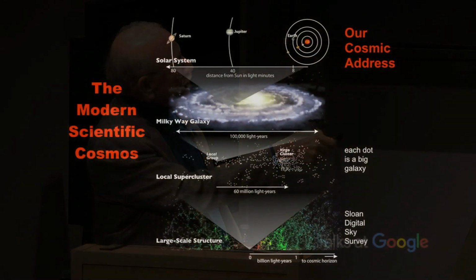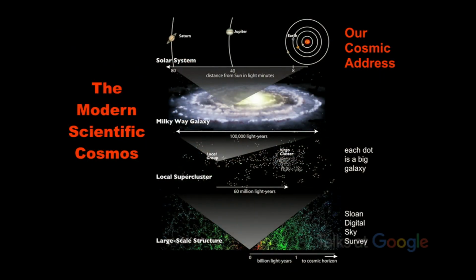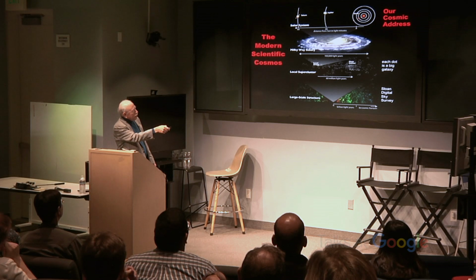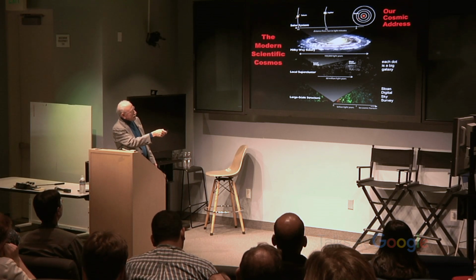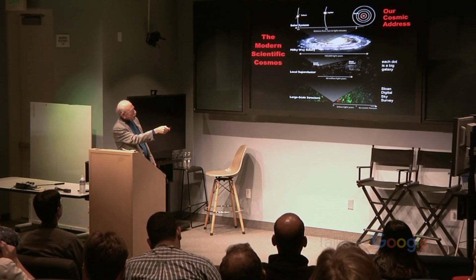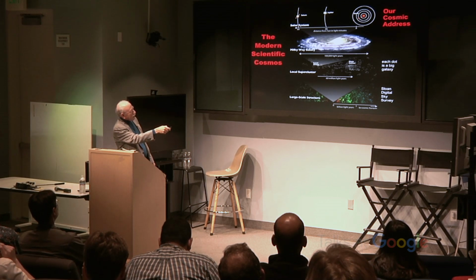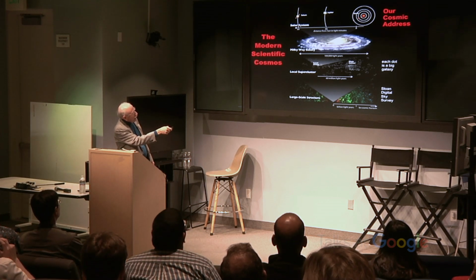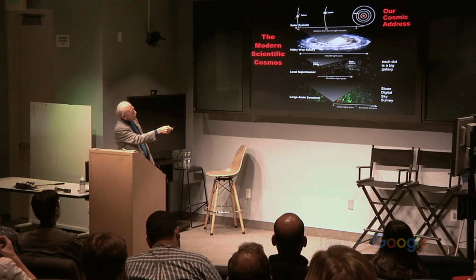So to start with, just to get the terminology understood, we live in the solar system. Earth is 8 light minutes from the sun. Jupiter's 40 light minutes, Saturn's 80 light minutes. The entire solar system is less than a light day across. The Milky Way, our home galaxy, is 100,000 light years across, the visible part of the Milky Way, and we live about half the way out, about 25,000 light years away from the center.